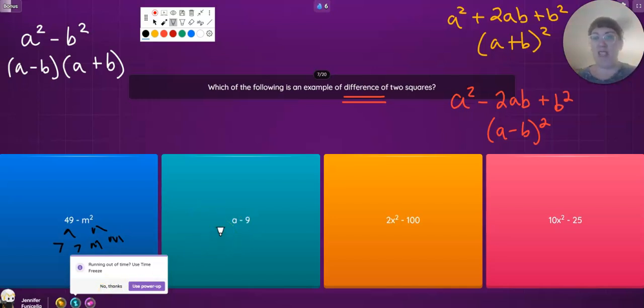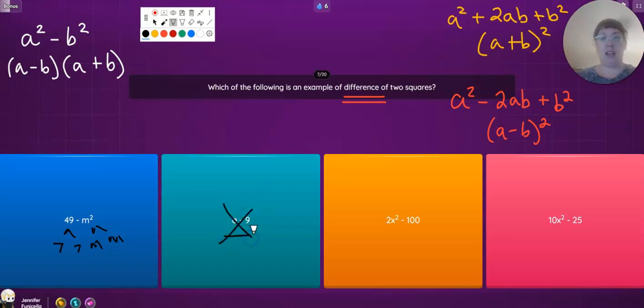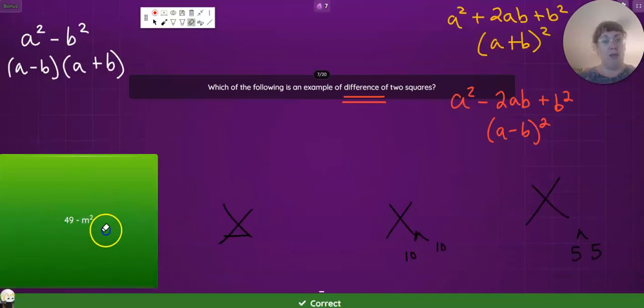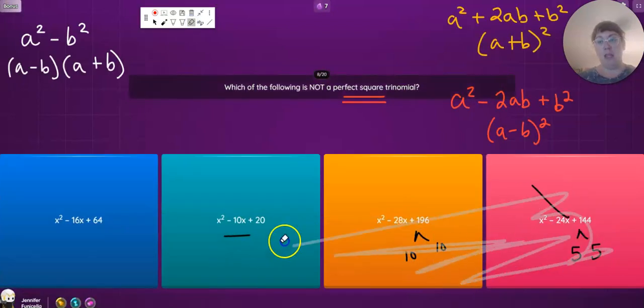A is just A. That is not a perfect square, so that's not going to work. 100 is a perfect square, 10 times 10. But 2 is not a perfect square. There's no number that you can multiply by itself to get 2. And our last option, 25 is a perfect square because it's 5 times 5. 10 is not a perfect square. There's, again, no number you can multiply by itself to get 10. So that won't work. So our first option was correct. Beautiful. Let me get rid of these X's real quick.